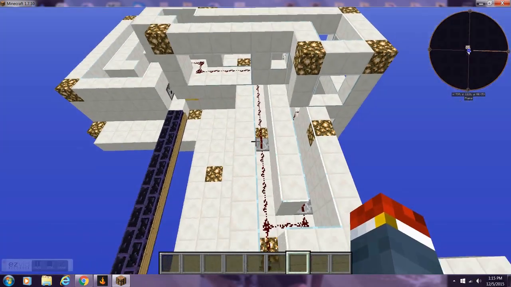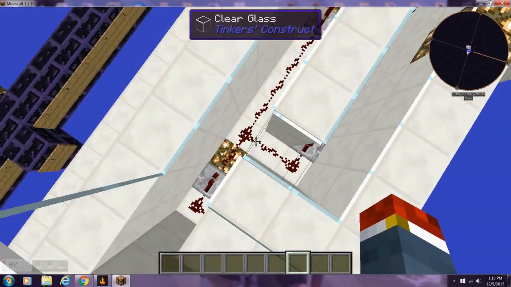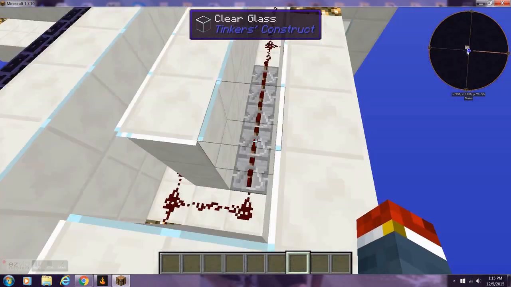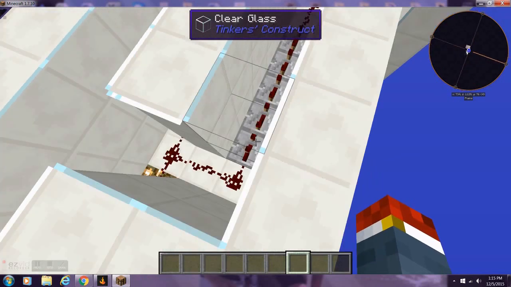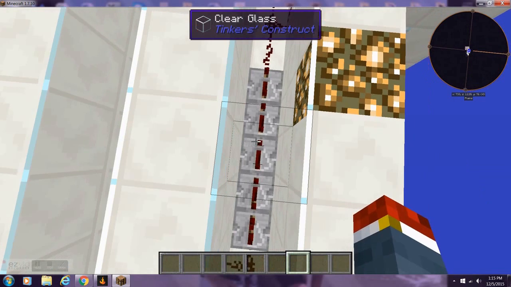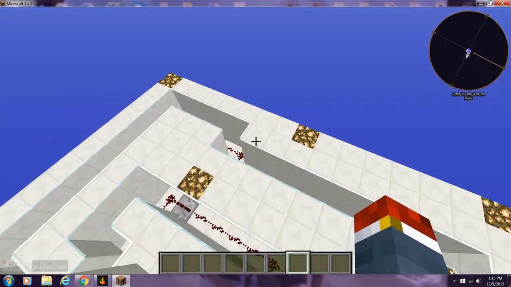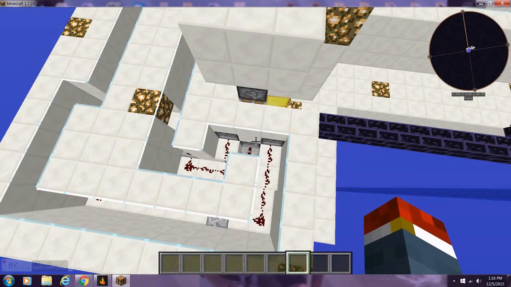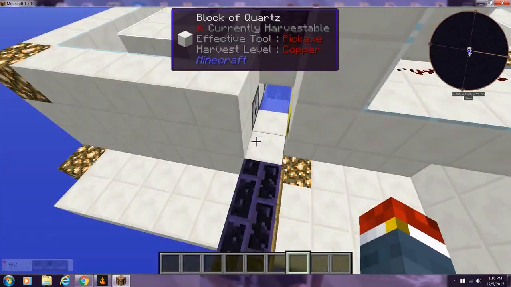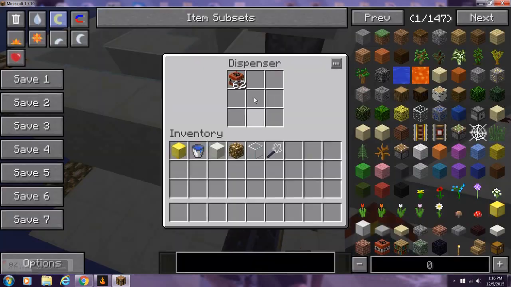So here is how the cannon works. I press this button, it sends a redstone signal down here, it splits off, and then these repeaters here have a 3-second delay, and then it goes all the way around up to here and sends a signal to this dispenser and activates it, and it shoots off some TNT.